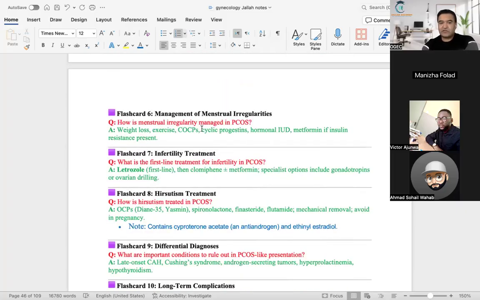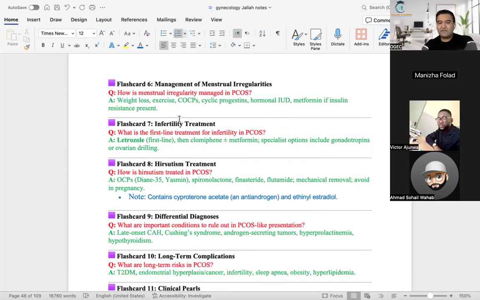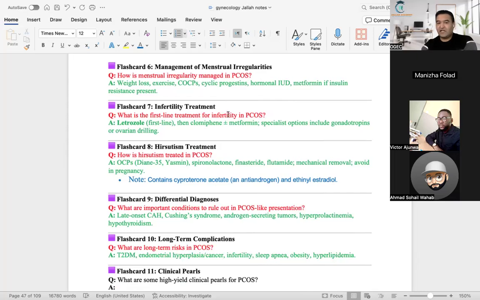How is the menstrual irregularity managed in PCOS? Weight loss, exercise, combination OCP, cyclic progesterone, hormonal IUD or Mirena, and metformin if insulin resistance is present, which usually is. What is the first-line treatment of infertility in polycystic ovarian syndrome? Letrozole. What is the second line? Clomiphene, plus or minus metformin. Specialist options include gonadotropin or ovarian drilling.